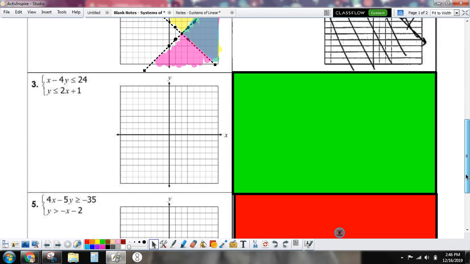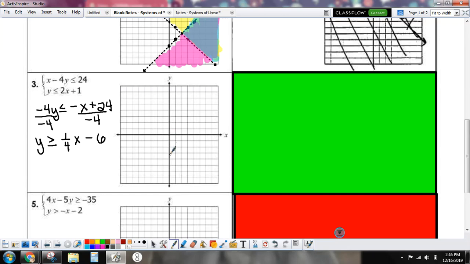All right, number 3. Same idea, but our first one needs to be rewritten. This is not in our correct format, so I need to subtract the x and then divide by -4. So -4y is less than or equal to -x plus 24. Divide both sides by -4. Okay, when I divide by -4, I flip that sign. So I have 1/4 x, and then 24 divided by -4 is -6. So now I can graph this line, and I can graph this line. So I'm going to go ahead and do that.